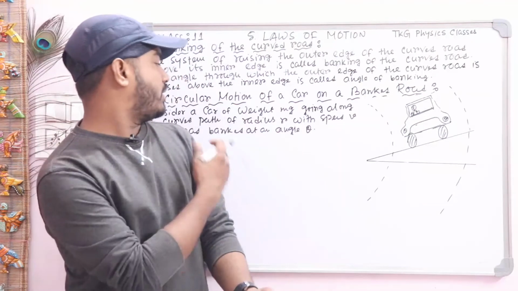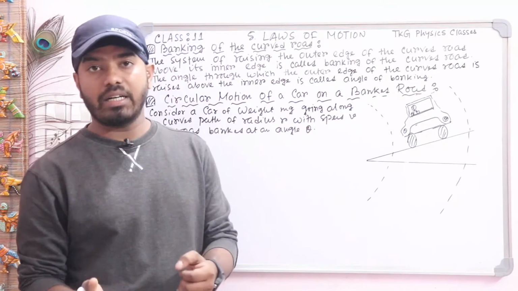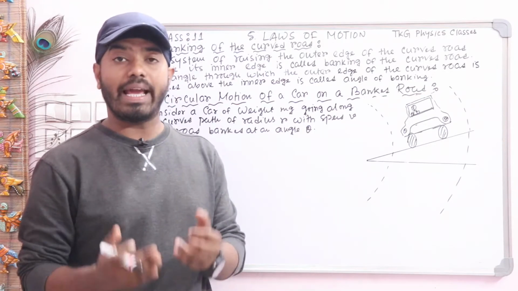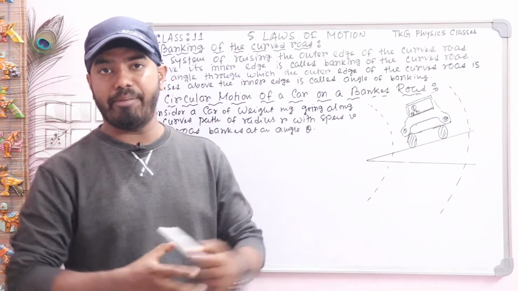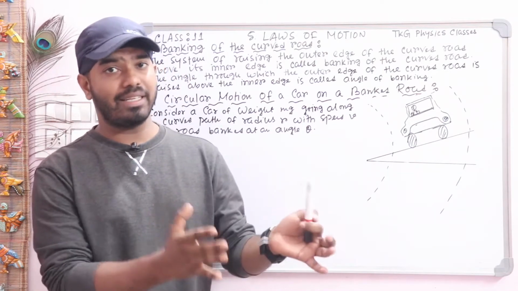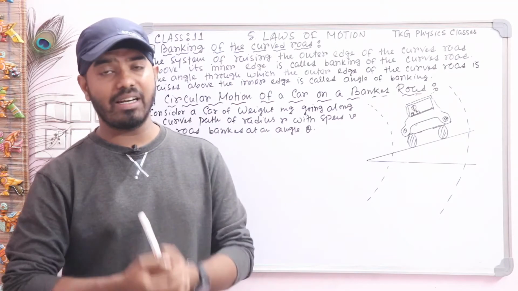Now we will discuss the circular motion of a car on a banked road. What actually happens? You see the diagram, a car of mass m. So obviously its weight, that is mg, is directed vertically downward.